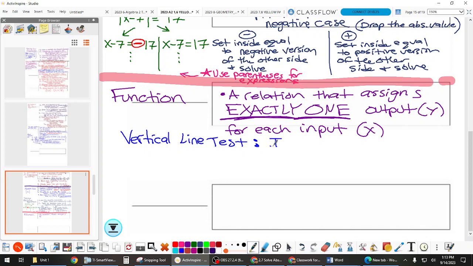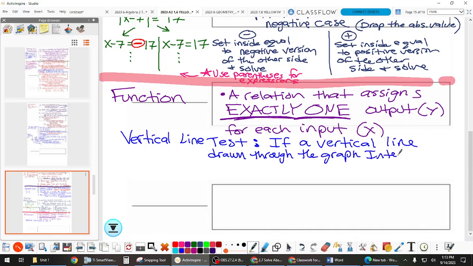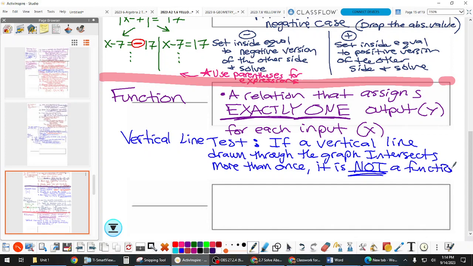So here's how that works. If a vertical line drawn through a graph intersects more than once, it is not a function. Super easy to do, but very effective.